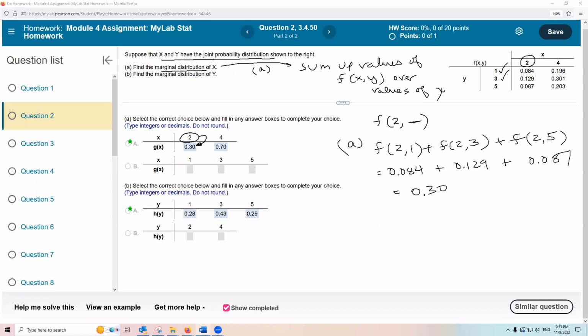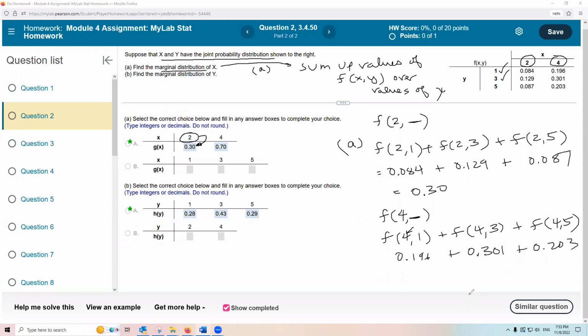All right, let's find the other x value, where x is 4. So we want to know, what is f of 4 across all the y values? So that's going to be f of 4 comma 1, 4 comma 3, and 4 comma 5. Because we're summing up the values over x, we're keeping x to be this value 4. Again, I'm just going to read these off the table: 0.196, 0.301, 0.203. And if I add these together, it works out to be 0.70. So when x is 4, this marginal distribution turns out to be 0.7.